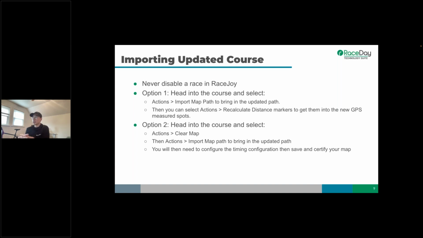What you'll want to do, if you have course changes and it's Friday night and you're able to make the changes, is make those course changes in whatever map tool you use. I'll do a quick demo of Plotter app. Once you make those changes, save the file as a KML or GPX, head into the map, and select Actions, Import Map Path to bring in the updated path. Then you can select Recalculate Distance Markers to move any of the GPS markers into the correct spots based off the new course.